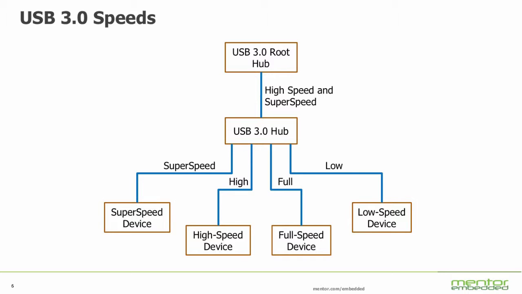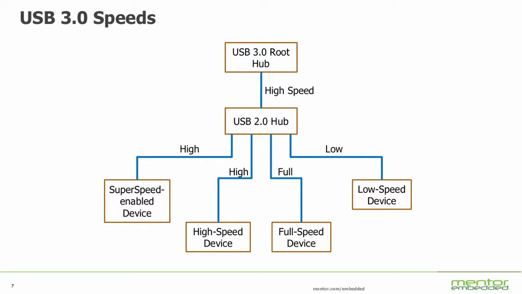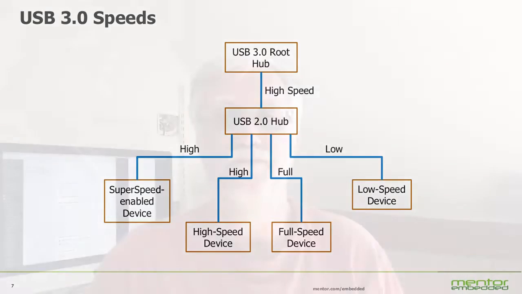However, if we introduce a USB 2 hub between the devices and the USB 3 root hub, then, as we would expect, we can no longer use SuperSpeed. So the SuperSpeed device gets communicated with using high speed because that's the best that can be done, and communication between the hub and the host is also at high speed. So it all makes reasonable sense. If you want your entire system to work at high performance, then you need to have SuperSpeed enabled hardware everywhere.